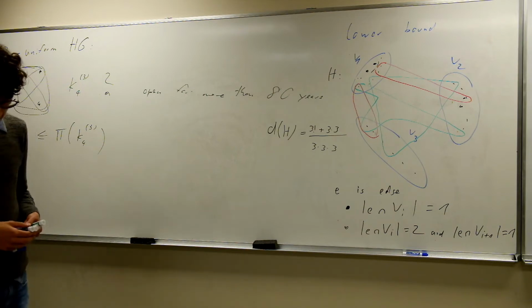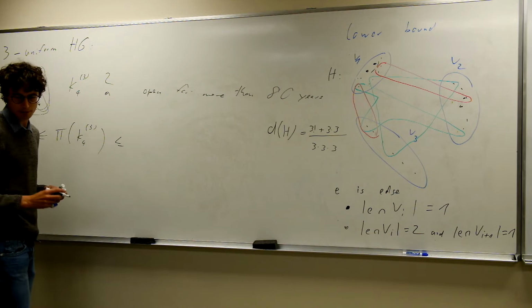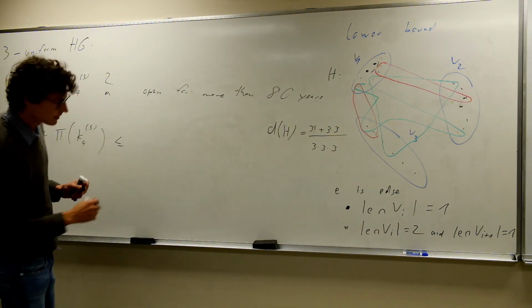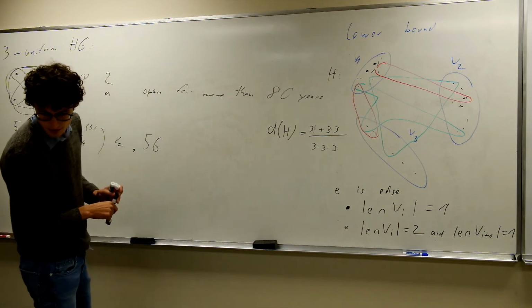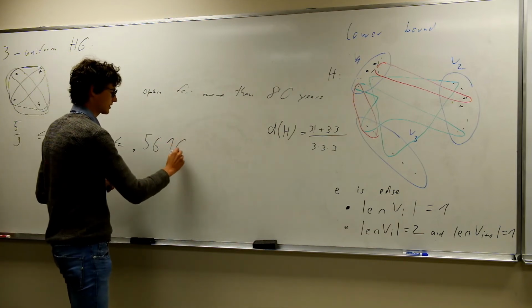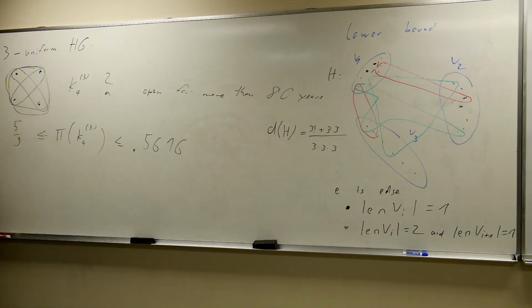Good. Okay, maybe I should mention that there's an upper bound. The upper bound is 0.5616. It uses some flag algebra methods to prove this. So that's 0.55. We are close, but we're not exact. And the conjecture is that 5/9 is the correct value.